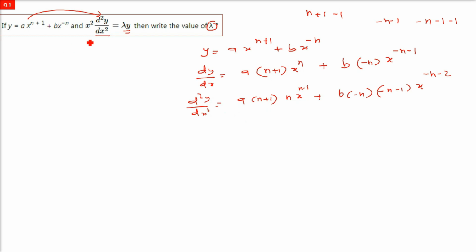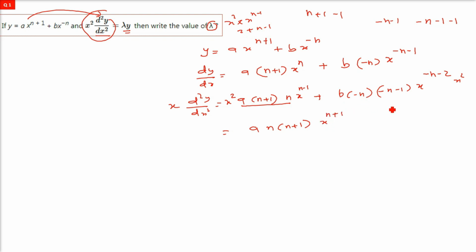Alright, okay. So now for d2y by dx2, here we have x square with d2y by dx2. So just multiply x square everywhere here. Whatever the powers of x are, we have to add them. So a n into n plus 1 is there, x square, and then we have x raised to n minus 1, that is 2 plus n minus 1. What is this? N plus 1. So x to the power n plus 1.